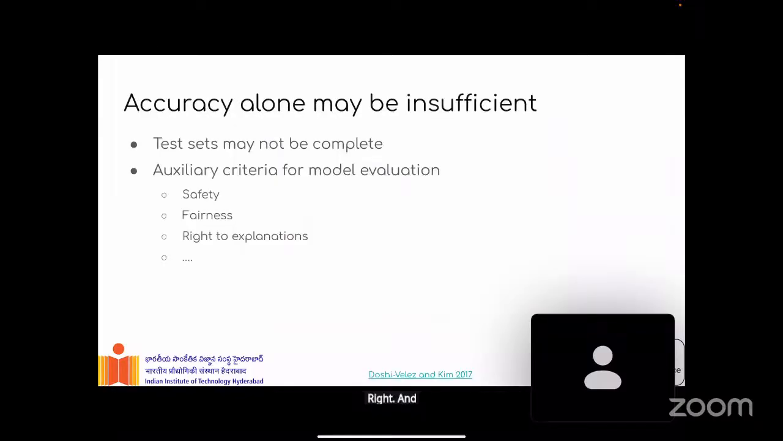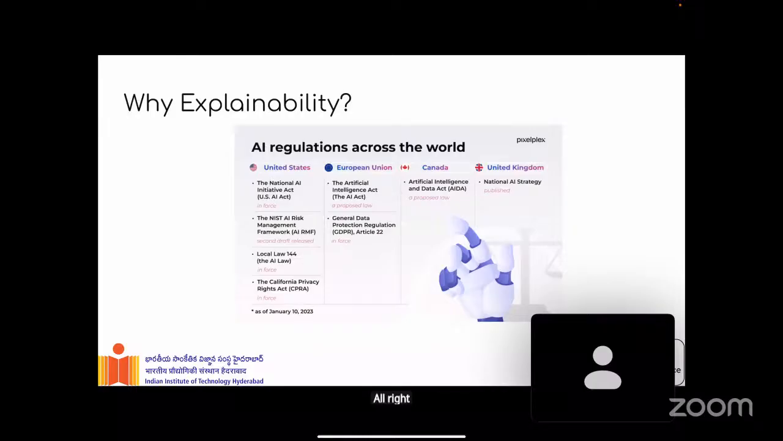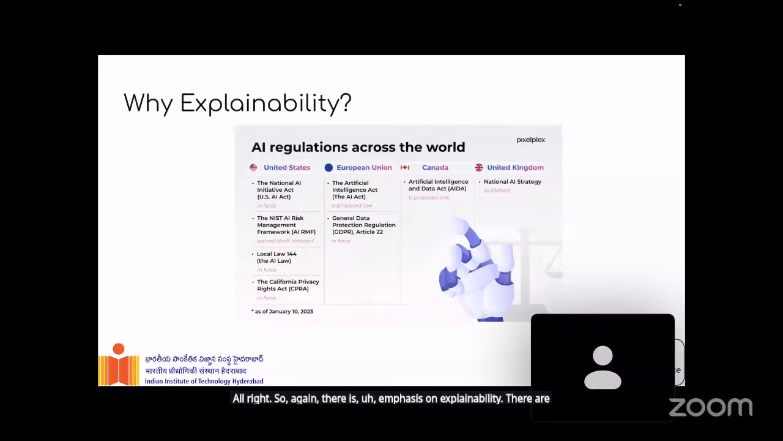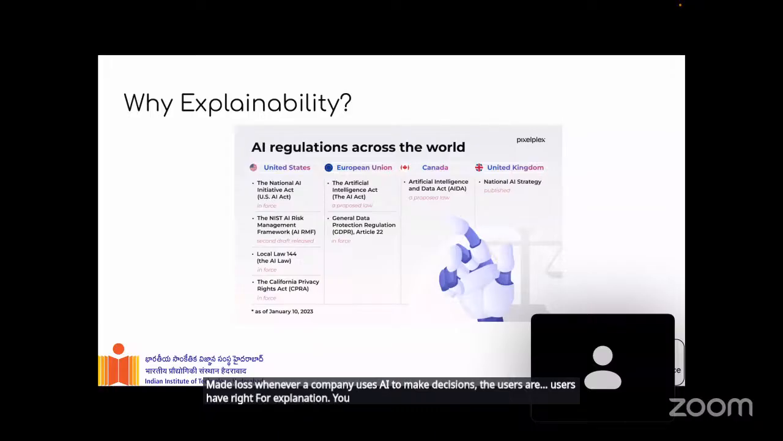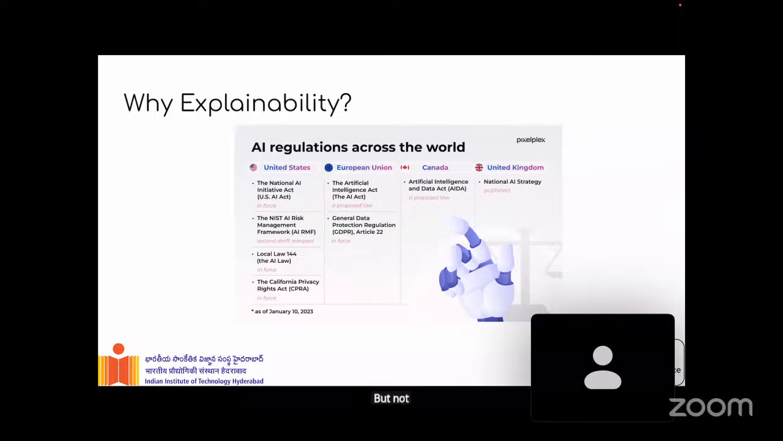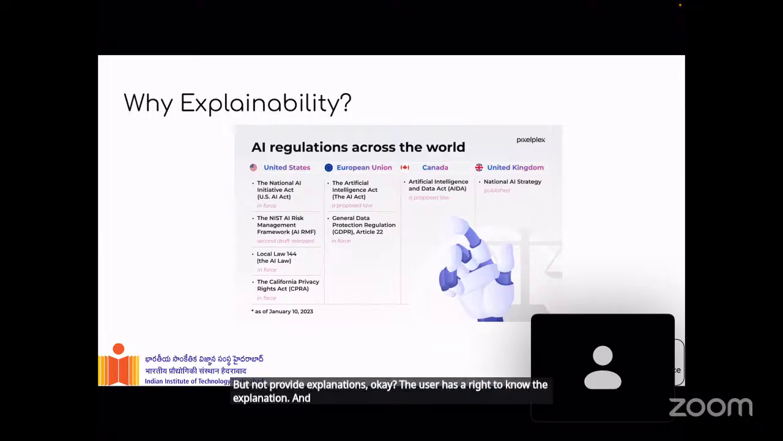In fact, these are the slides from that course of mine. I offered this course in 2024, and I am reusing some of the slides from there. So again, there is emphasis on explainability. There are nations that have made laws: whenever a company uses AI to make decisions, the users have a right to an explanation. You can't simply take the AI algorithm and make the decisions without providing explanations. The user has a right to know the explanation, and soon India will also adopt this.